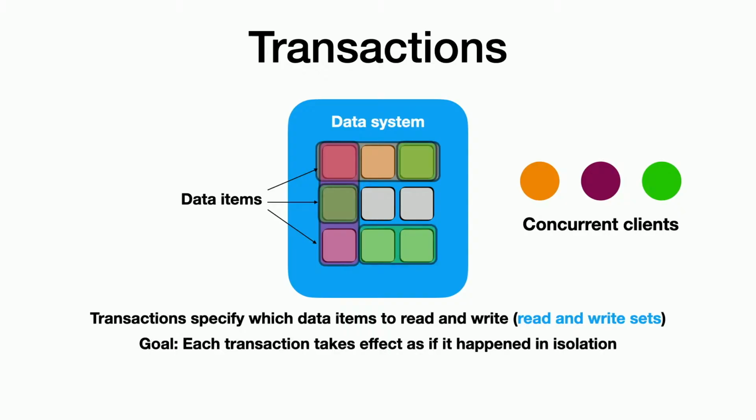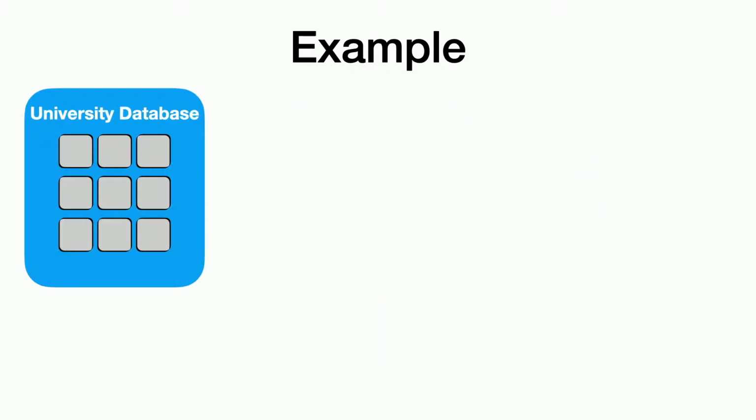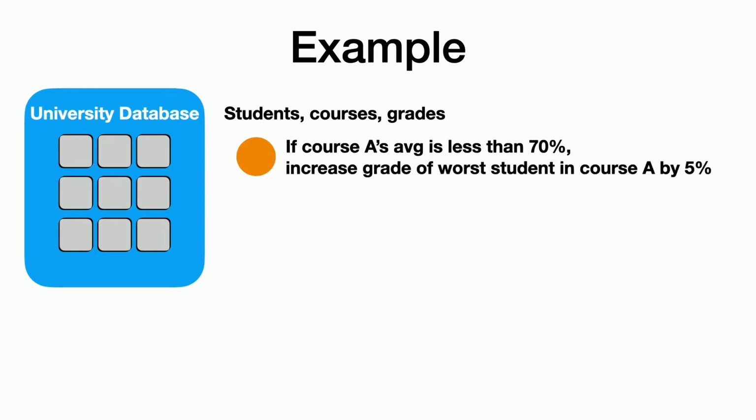My goal, at a high level, is that I want each transaction to take effect as if nobody else was in the system at the time. I want it to take effect atomically, as if it ran in isolation. All right, so I have a silly example to show why this might get complicated.